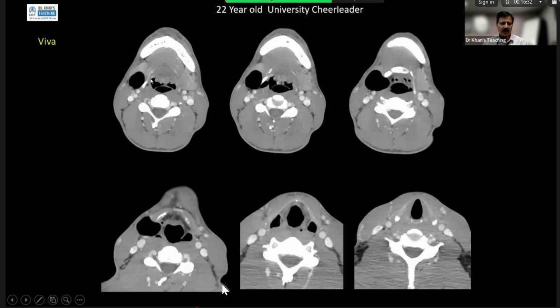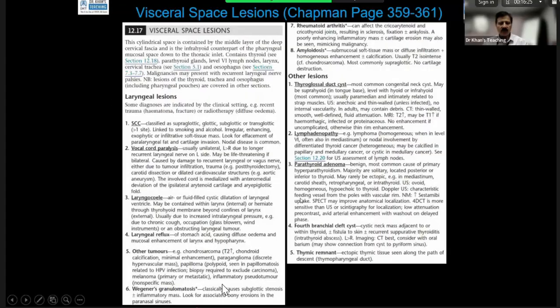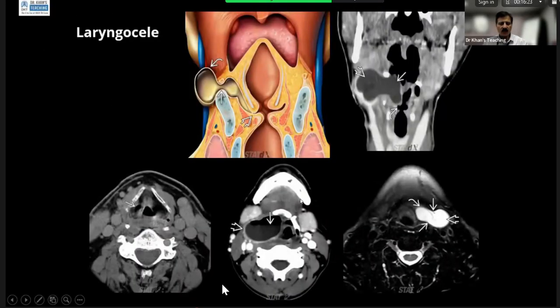What is happening here? This is the laryngocele, air-containing laryngocele. This is the last case of the day. Basically, in laryngoceles, look at this diagram. What happens is that there is dilatation, usually as I showed you from Chapman, that this ventricle becomes dilated and there might be some adhesions, etc. Sometimes, by the way, there are tumors.